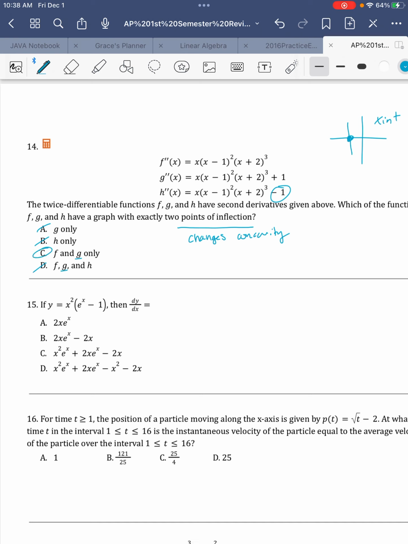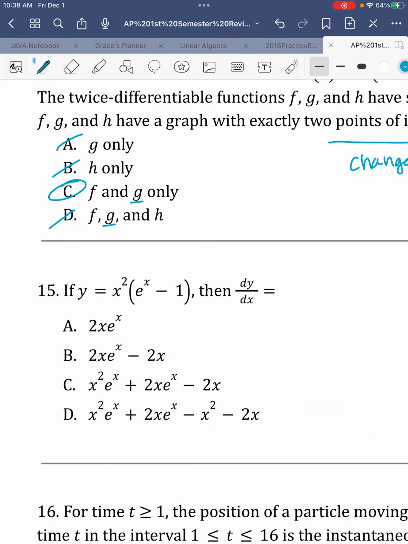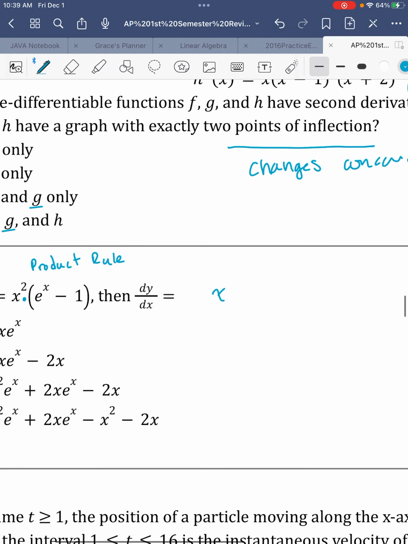So answer is C. All right, and then the last one for this video, we have y equals x squared times e to the x minus 1, and we want to find dy/dx, which means we need to take our derivative. Well, looking at this function, we have x squared times e to the x minus 1, which means that this is going to be product rule. So we need to do first times the derivative of the second. So the derivative for e to the x minus 1 would be e to the x. Plus second, so e to the x minus 1, times the derivative of the first. So derivative of x squared is 2x.